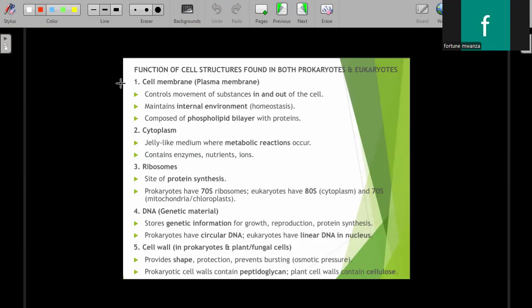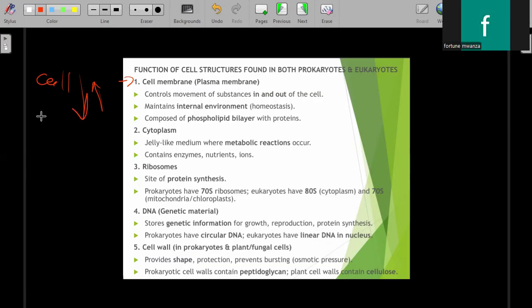Now there are those parts which are found both in the eukaryotic cell and the prokaryotic cell. So structures like the cell membrane. This is a selective permeable membrane. So your cell membrane is the one which decides which things are supposed to enter the cell and which things are supposed to come out of the cell. So it allows things to go outside the cell and things to come inside the cell.